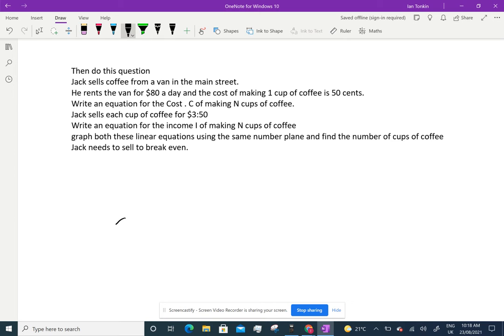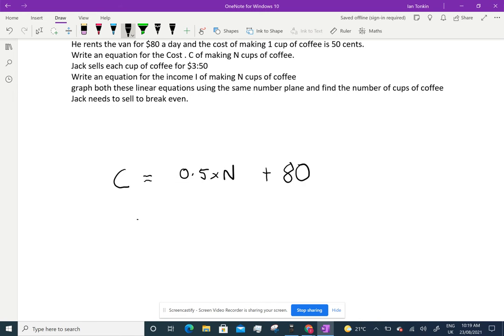Well, C equals, he's got to pay for the van per day, so it's 80 bucks, and this is per day. And 50 cents, so 0.5 times the number of cups of coffee, N. You could write a half N plus 80. You can use 0.5, you can use a half, it doesn't matter.